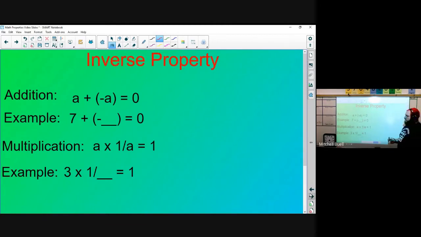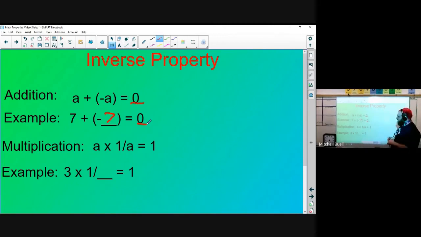Inverse property. This is basically just having to do with the opposite. So for addition, this is where we work a little bit with our integers. A plus negative A equals 0. So you want to end with 0. So in the example here, we have 7 plus negative blank to give us 0. Well, we want to get it to be the 0, so we have to have the exact opposite of 7, which is negative 7. We add those together and we get 0.